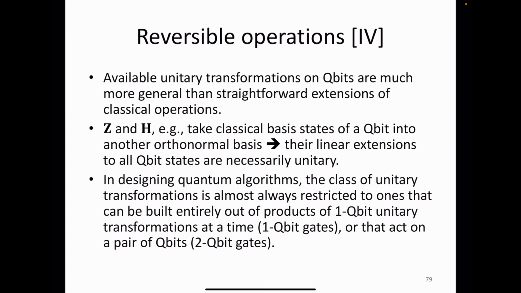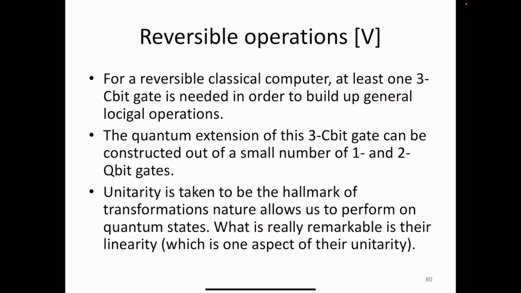One more thing to say here is that the available unitary transformations on quantum bits are much more general than straightforward extensions of the classical operations. When we design quantum algorithms, the class of unitary transformations is almost always restricted to ones that can be built entirely out of products of 1-qubit unitary transformations, or ones that act on a pair of qubits, such as 2-qubit gates. For a reversible classical computer, at least one 3-bit gate is needed in order to build up general logical operations. And the quantum extension of these 3-bit classical gates can be constructed out of a small number of 1- and 2-qubit gates. And remember that unitarity is a requirement. It's just how nature has given it to us.